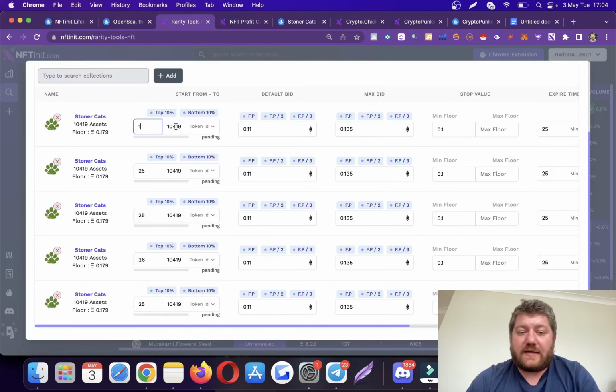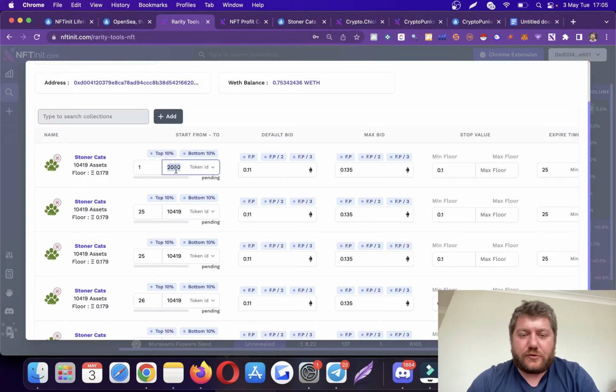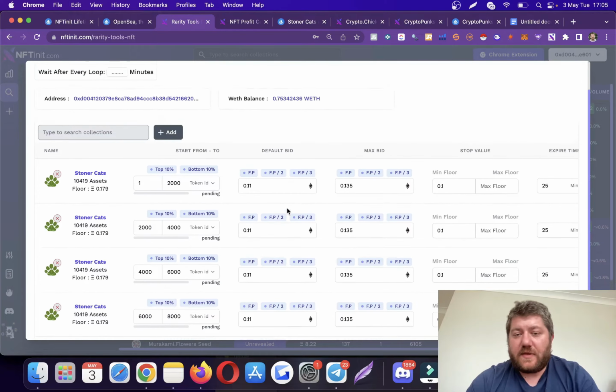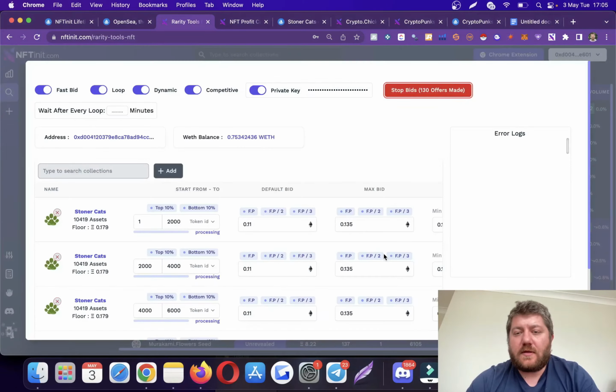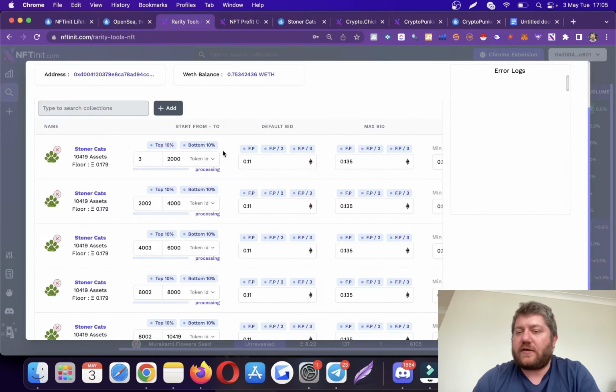If I want to make them work in different threads, I am supposed to divide the ID numbers. So I'm going to just do this: 4,000 to 6,000, 6,000 to 8,000, and finally 8,000 to 10,000. I'm going to run this again, and this time it's going to start over, and it's actually going to be covering the collection a lot faster because I divided the token IDs accordingly.